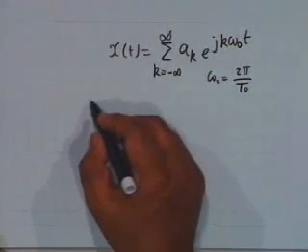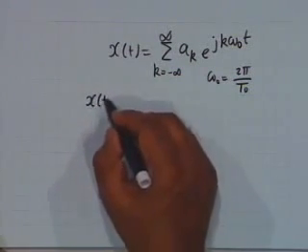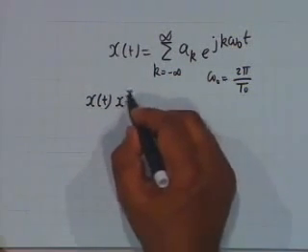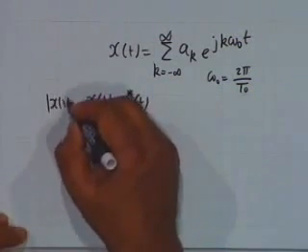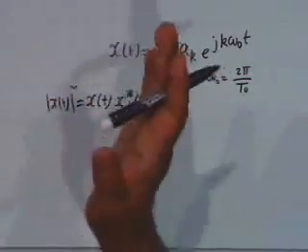To prove it, consider the fact that x(t) is a periodic signal, and therefore it must be expressible in the form of the sum of a_k e^(jkω0t), where k goes from, in general, minus infinity to infinity, and ω0 is 2π over T0, where T0 is a period. What you do now is that you take x(t) and multiply by x*(t). That will give you |x(t)|², which you have to integrate over one period.